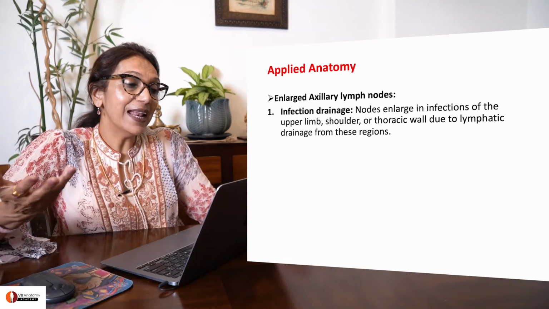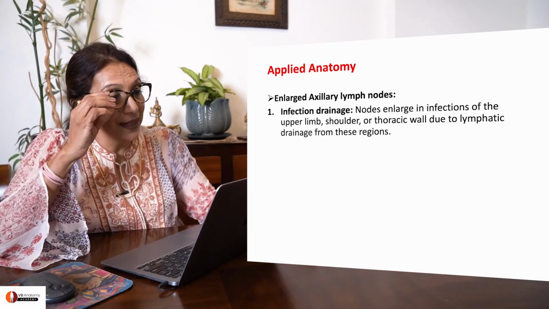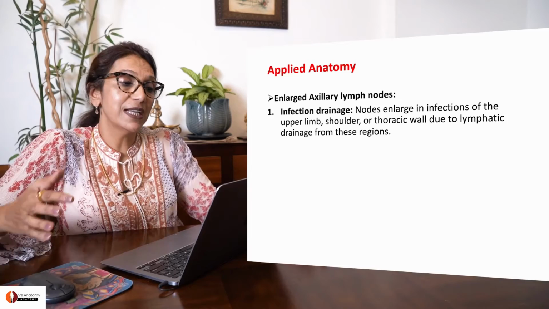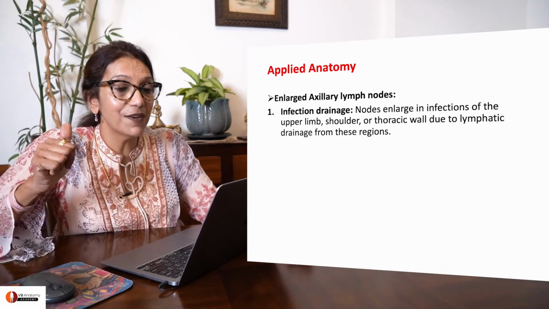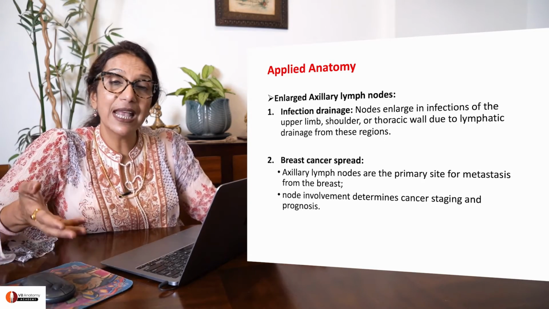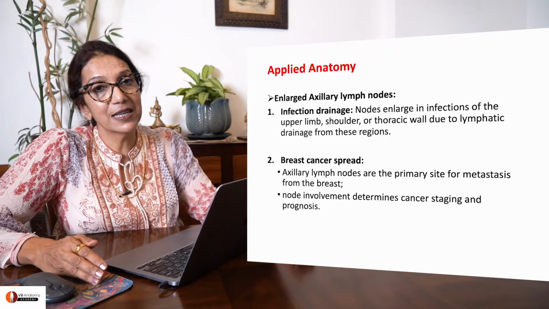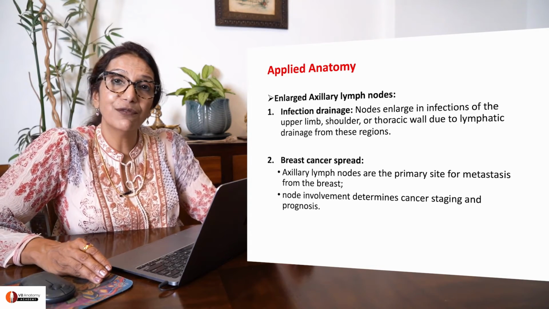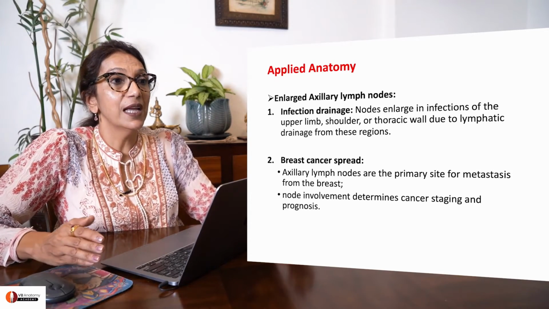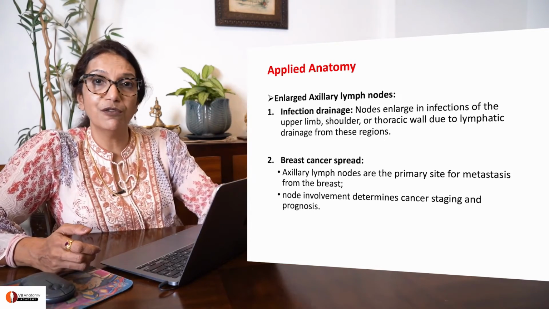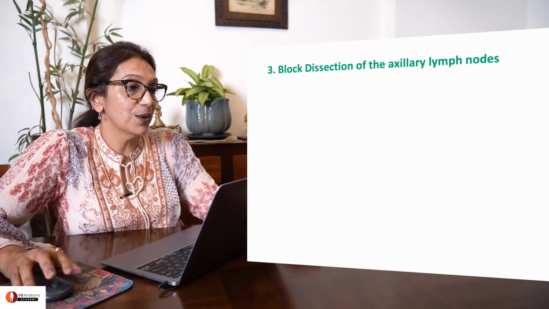Right. So when are axillary lymph nodes enlarged? Why are we talking about them? Nodes can enlarge if there is infection of the upper limb, shoulder, or thoracic wall. One, infection. What else? Breast cancer. Axillary lymph nodes are the primary site of metastasis in case of breast cancer and therefore are regularly scanned for any kind of thickening in the possible age group of females. It's a very important part of cancer staging, okay?